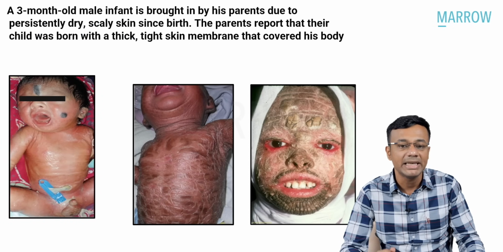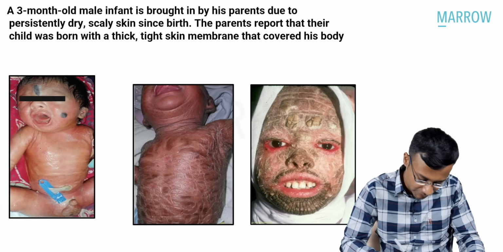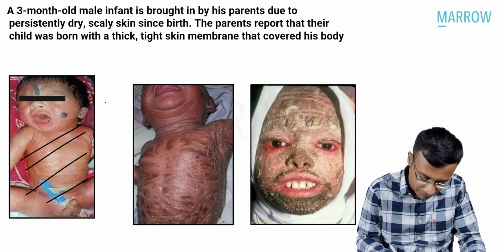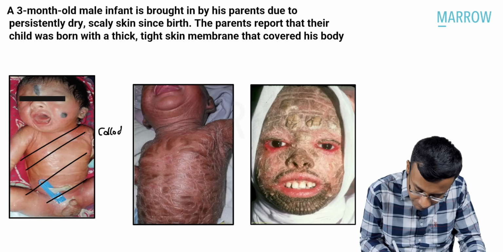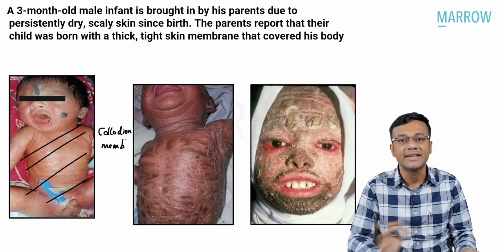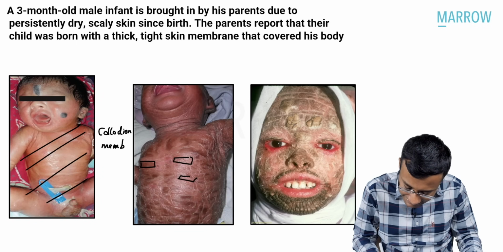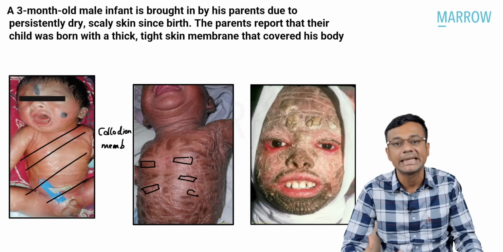Next, we have a 3-month-old male infant who is brought by his parents due to persistent dry scaly skin since birth. The parents report that the child was born with a tight, thick skin membrane that covered the body. So we can see the membrane which is covering the child's body. This membrane is called collodion membrane. And once this membrane gives way, you get the presence of the dark plate-like adherent scales.